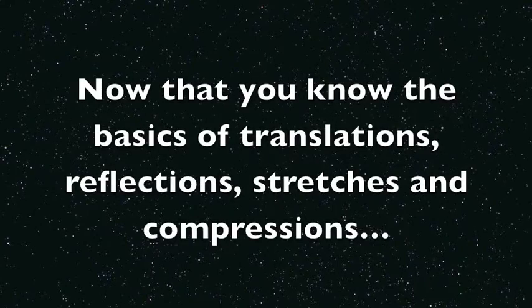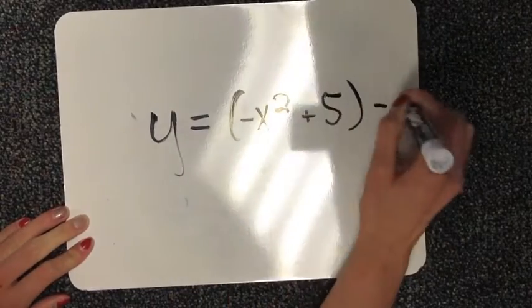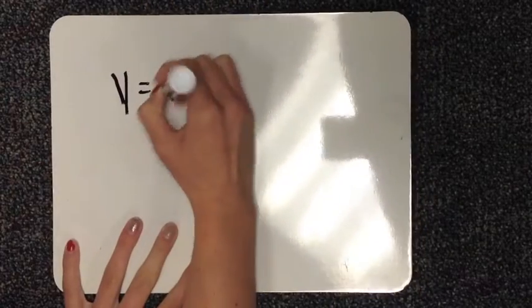Now you know the basics of translations, reflections, stretches, and compressions. You can look at an equation and know what the graph will look like. For example, say you have this equation. Since we know the graph of y equals x squared looks like this, we can start with that.